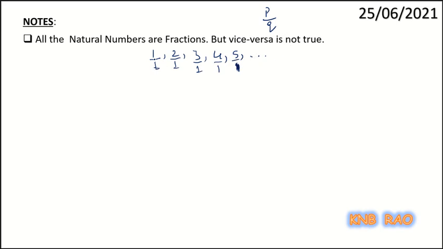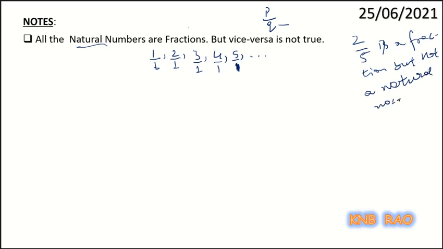Remember, when all natural numbers are considered as fractions, what would be the denominator? The denominator would be 1. Okay, so all natural numbers are fractions considering the denominator as 1. Now vice versa is not true. Why is vice versa not true? Because I gave you 2 by 5, which is a fraction, but not a natural number. So we can give this as one reason why vice versa is not true.